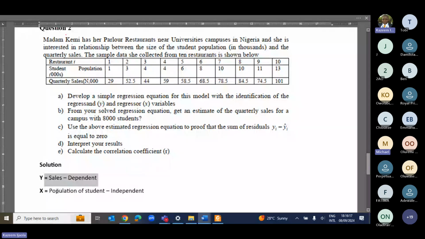Do you get it now? Your sales depends on your population. Look at the question now. They say from your result, get an estimate of quarterly sales for 8,000 students. So 8,000 students is your X. If your student is X, that means your sales is your Y. That's another shortcut to get it.